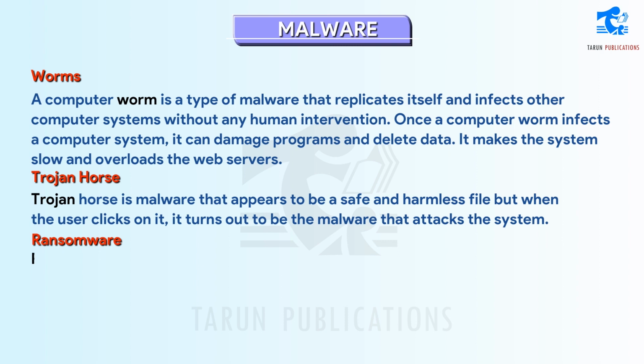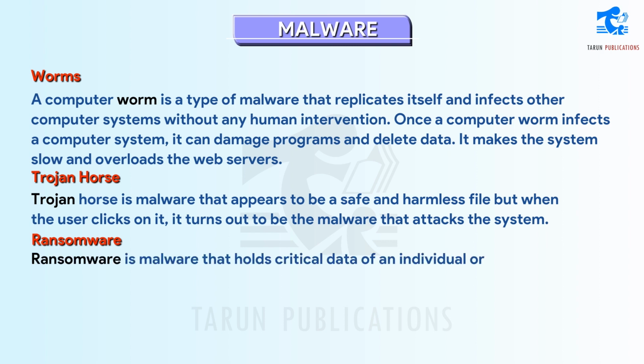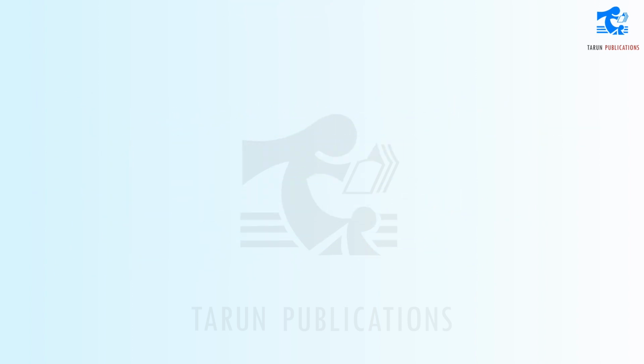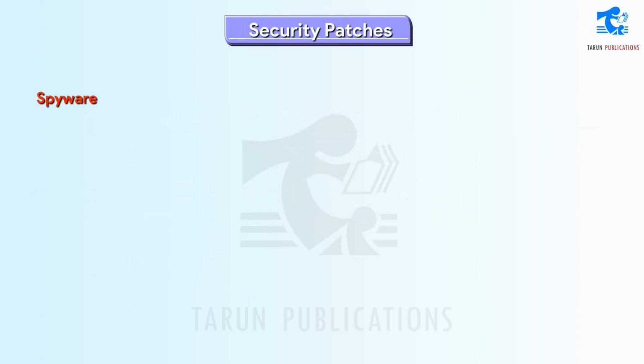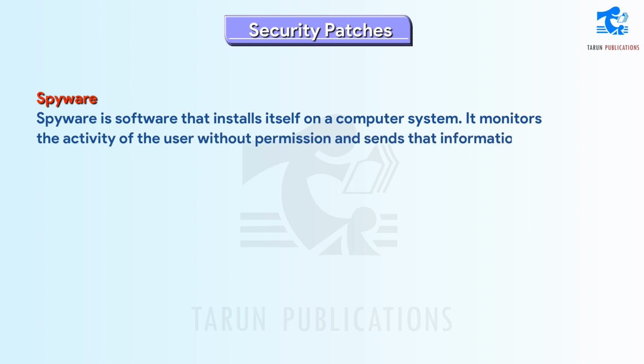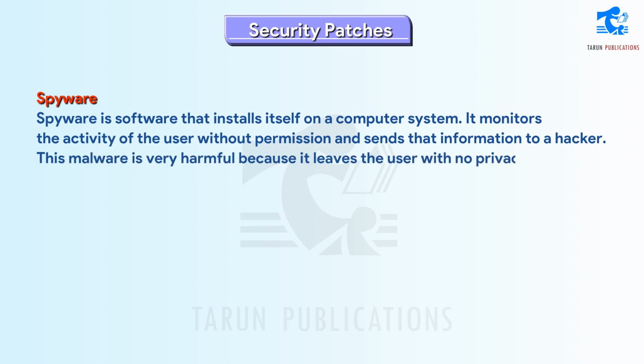Ransomware. Ransomware is malware that holds critical data of an individual or an organization and only offers access to it in exchange for money. Spyware. Spyware is software that installs itself on a computer system. It monitors the activity of the user without permission and sends that information to a hacker. This malware is very harmful because it leaves the user with no privacy.